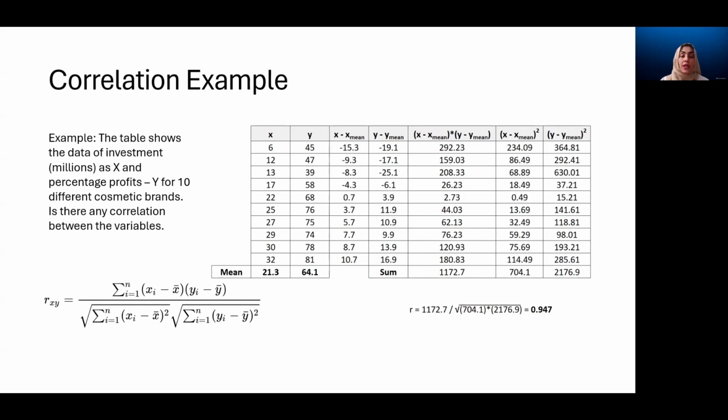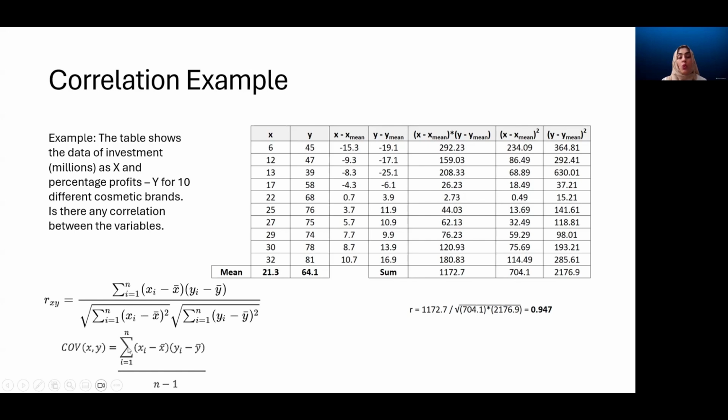We do not see any negative sign, so this means an increase in the x variable is going to bring an increase in the y variable, and this association is very strong. So if there is a change in x, there is definitely going to be a change in y also.